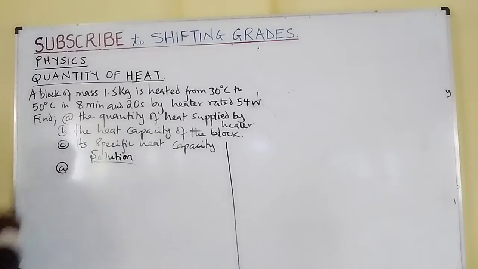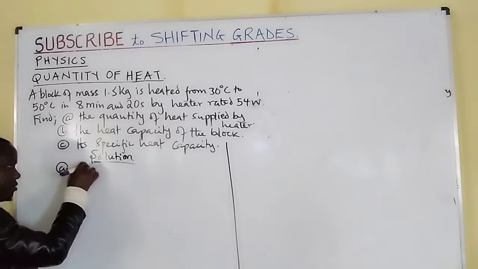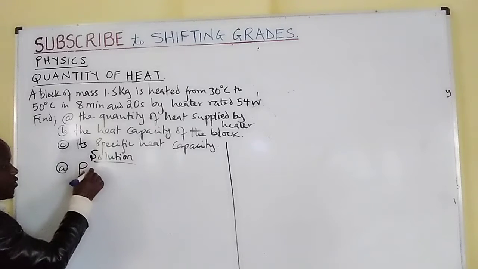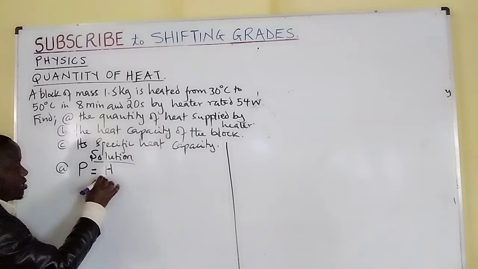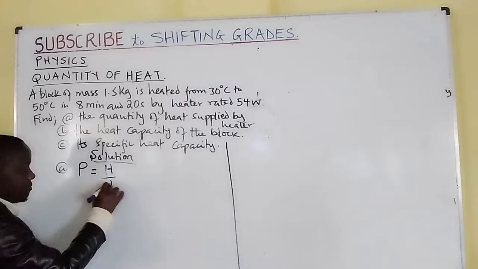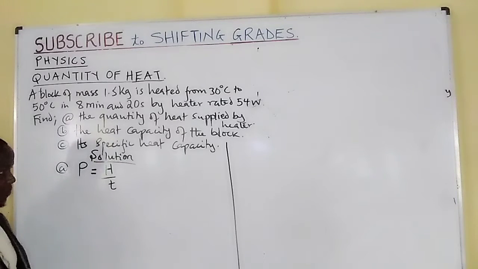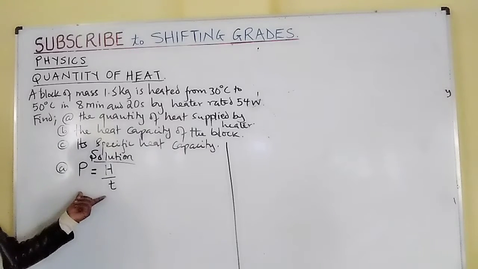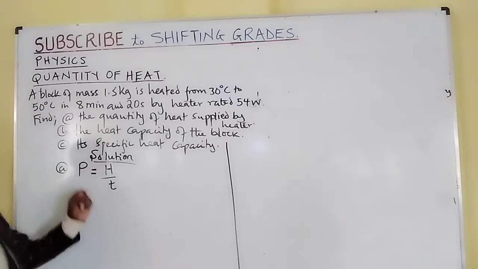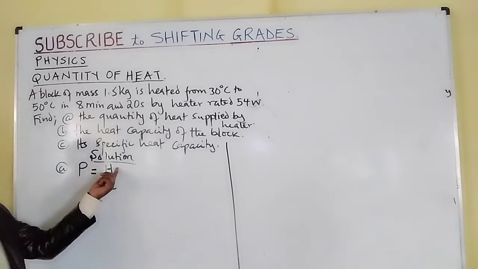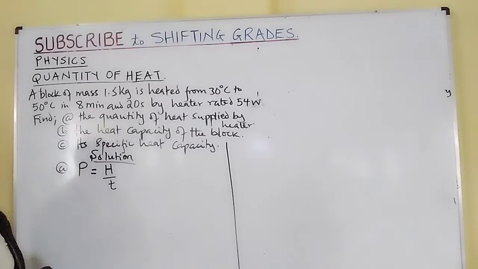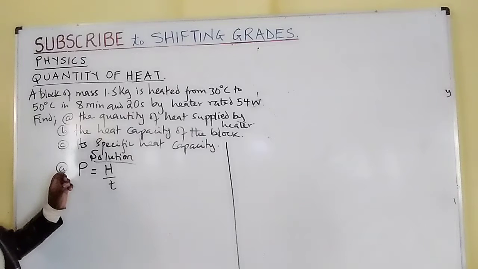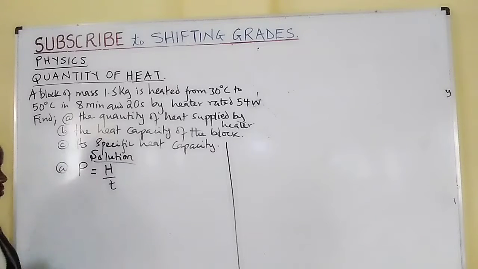Part A, we are given the power. We know that power is equal to the heat energy, or the rate at which a machine converts energy per unit time. So the rate at which energy is changed per unit time, we call it power.